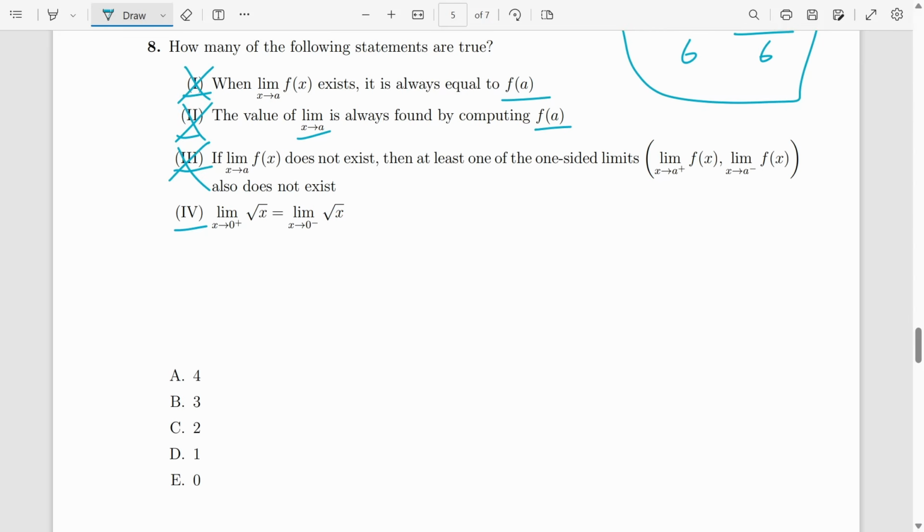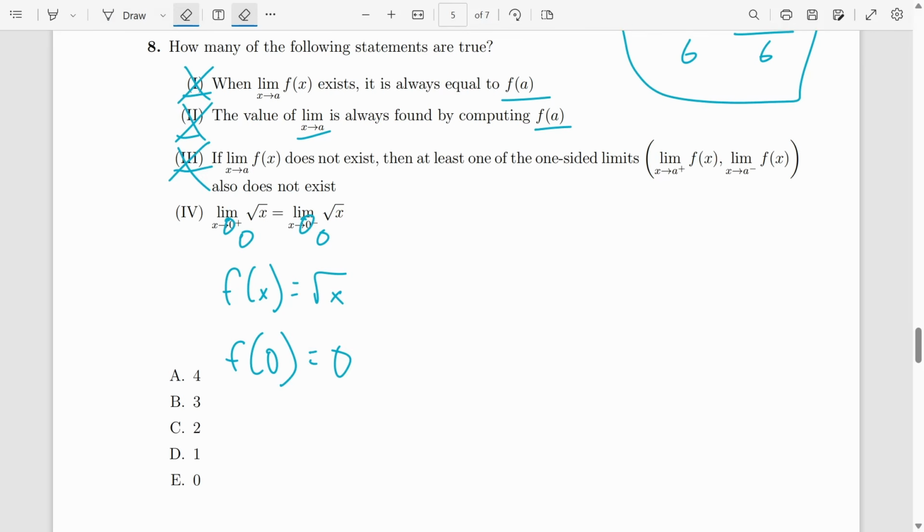Statement 4: the limit as x approaches 0 from the right side of root x is the same as the limit as x approaches 0 from the left side of square root of x. Okay, this is a weird one because f of 0, the square root of 0, is just 0. So you'd think that both of these limits would also equal 0, and they equal each other. So this one is correct.